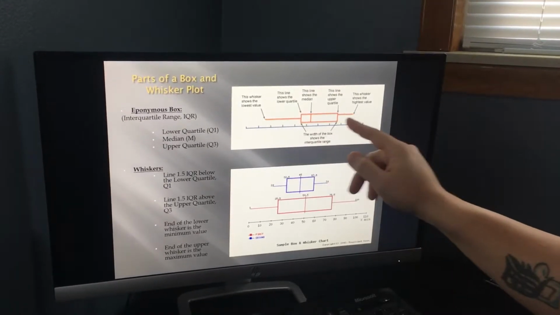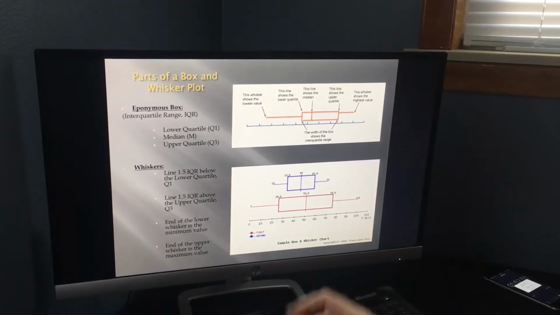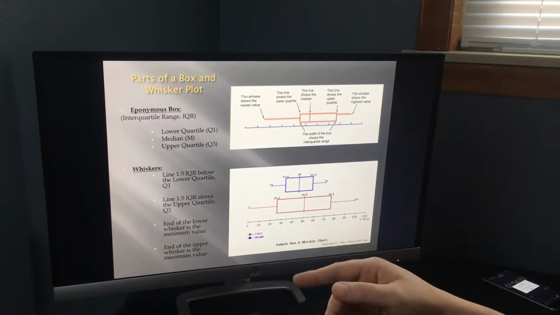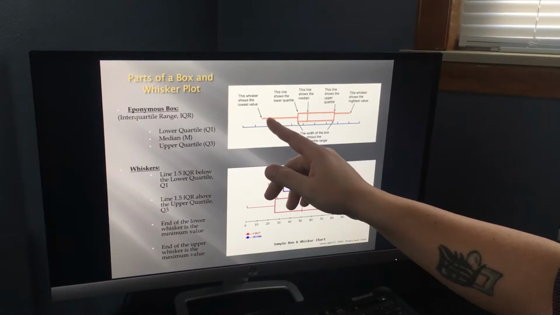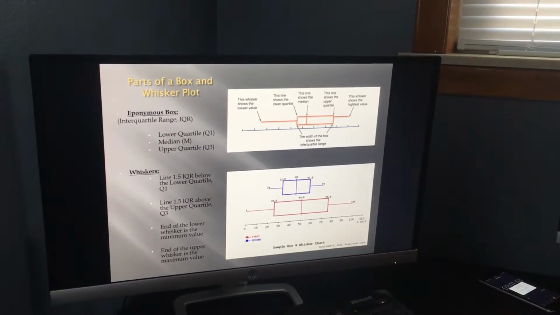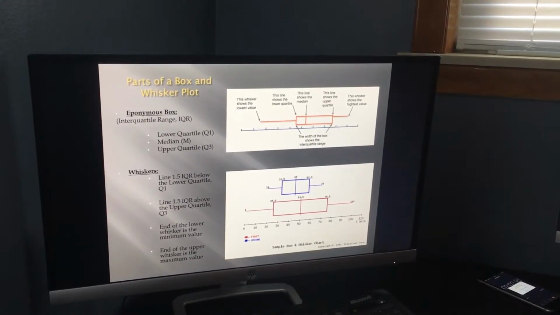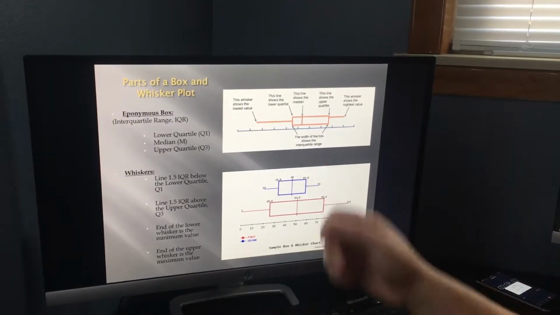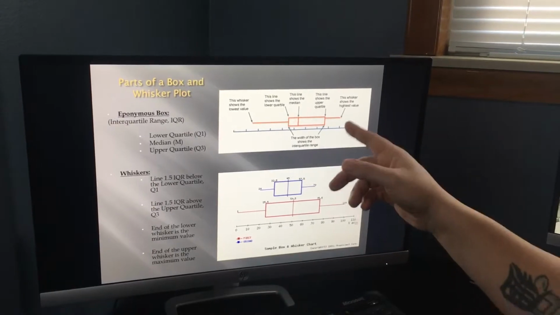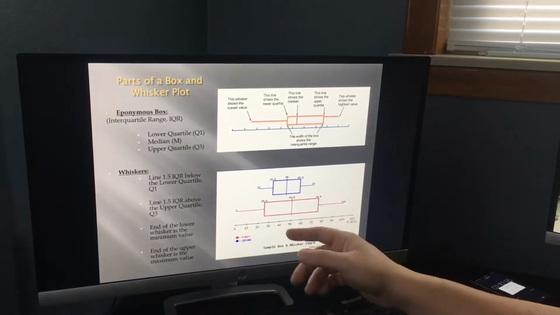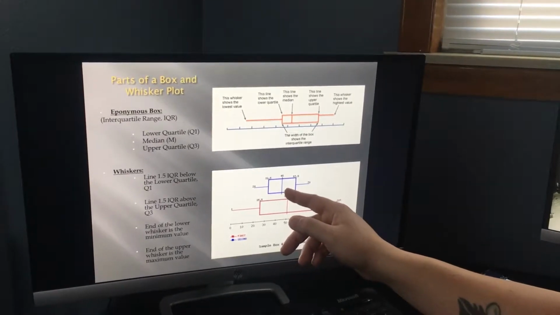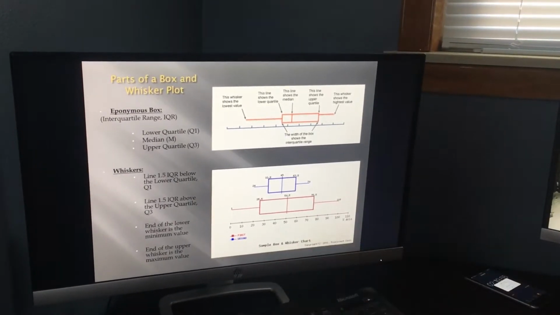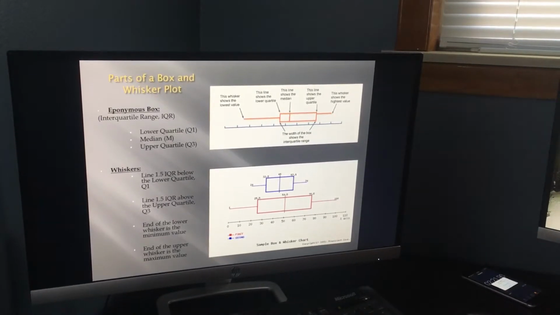This line right here is what you call the whiskers. Now, the line 1.5 IQR below the lower quartile, Q1, is down here at the lowest value. The line 1.5 IQR above the upper quartile, Q3, is up here. The end of the lower whisker is the minimum value, whereas the end of the upper whisker is the maximum value. So as you see in this display here, 45 would be your median, your lower quartile would be 32.5, and your upper quartile would be 57.5.